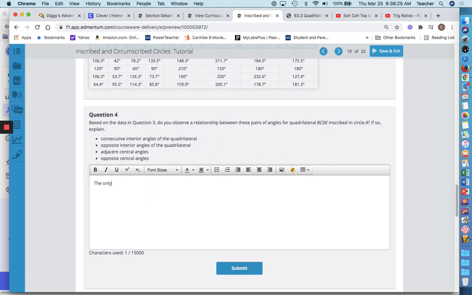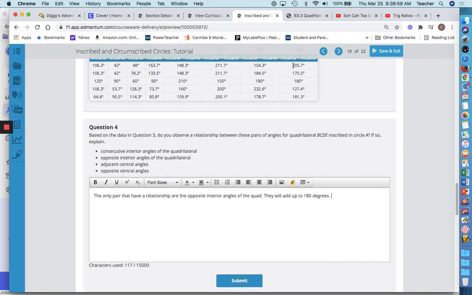Okay, the only pair that have a relationship are the opposite interior angles of the quad. They will add up to 180 degrees. The adjacent central angles didn't have anything in common. The opposite central angles didn't have anything in common. See, there's nothing in common with these numbers. So I'm going to hit submit.